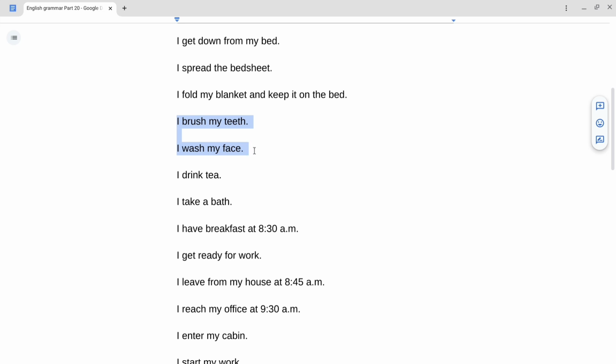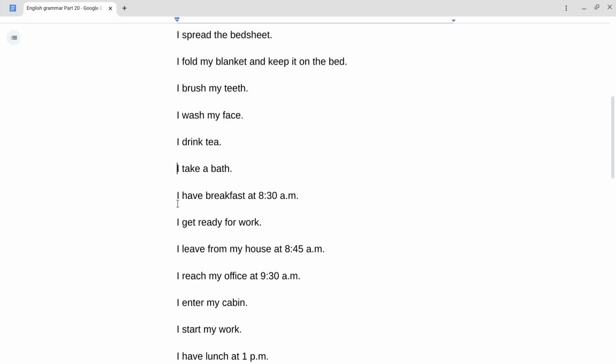Again, what do you do after that normally? You can say I wash my face. Wash is a verb here. I drink tea. You can either say I have a cup of tea or you can say I drink tea. Both are same. So I is the subject, drink is the verb, tea is the object part. There is no difference in the meaning. So you can use either of them. I take a bath. You know what it is. After having tea, you take a bath.